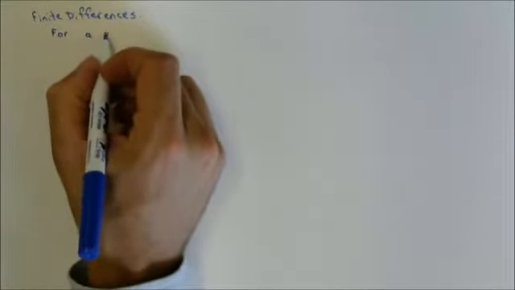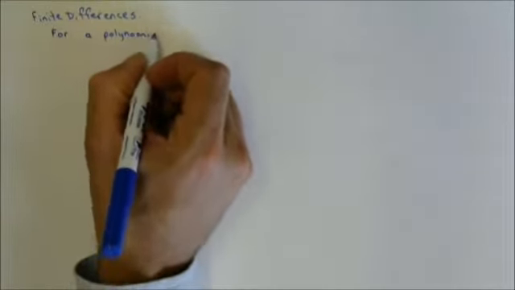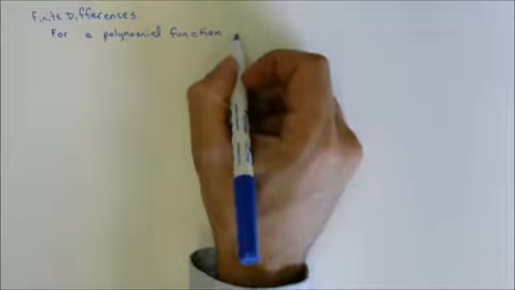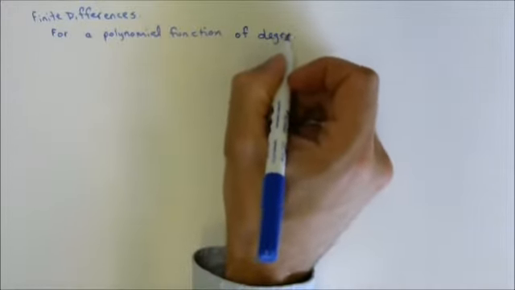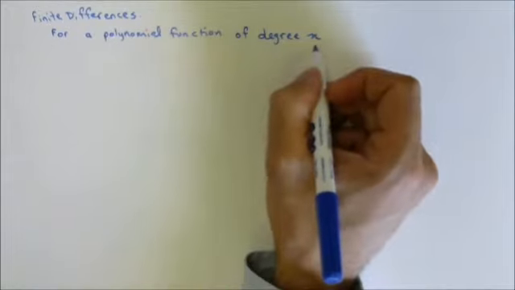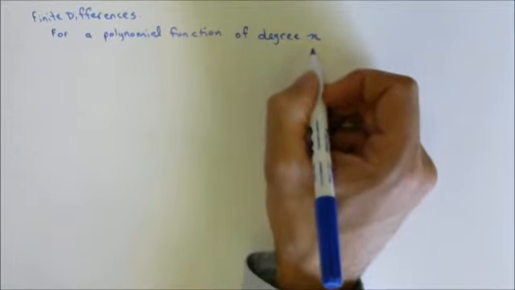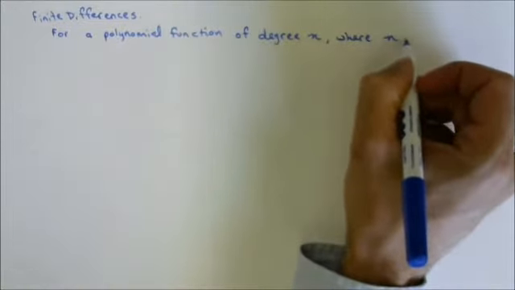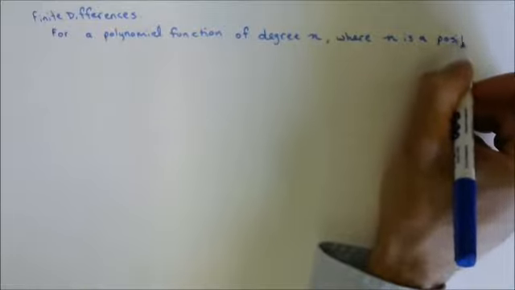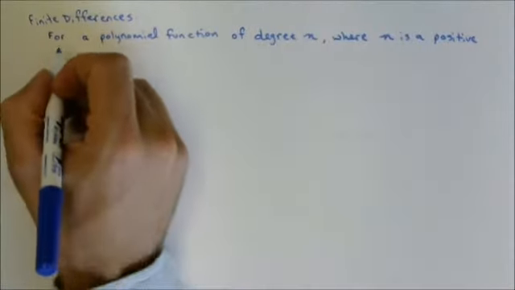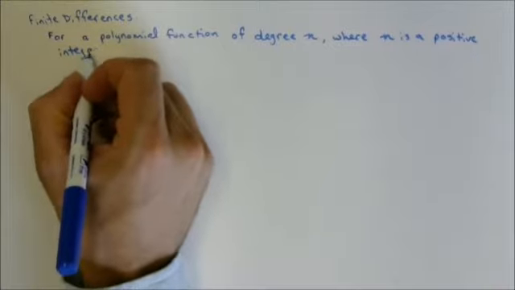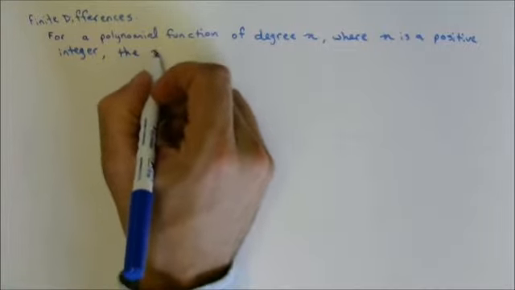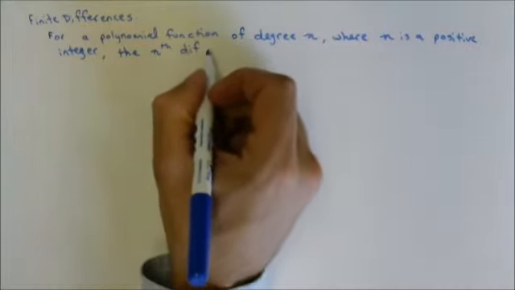For a polynomial function of degree n, so that's the exponent, right? It's the highest power of x, degree n, where n is a positive integer, so a positive whole number. The nth differences.